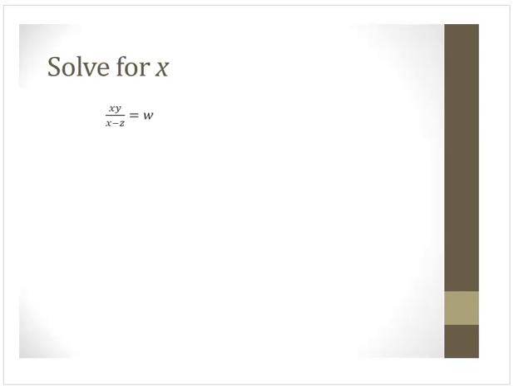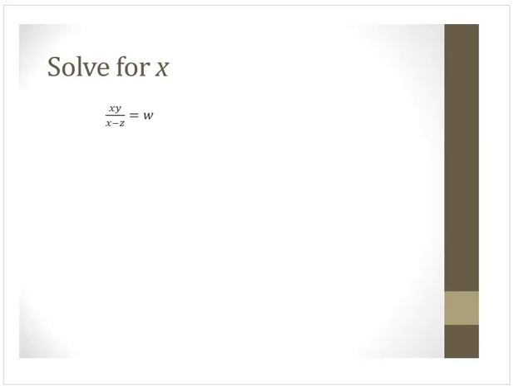Now here we're asked to solve for x, but we're given a literal equation. Instead of having more numbers, I have other variables. I have a formula. We're told that x times y over x minus z is equal to w. Whatever those variables mean, that's not important right now. What is important is we're asked to solve for x.